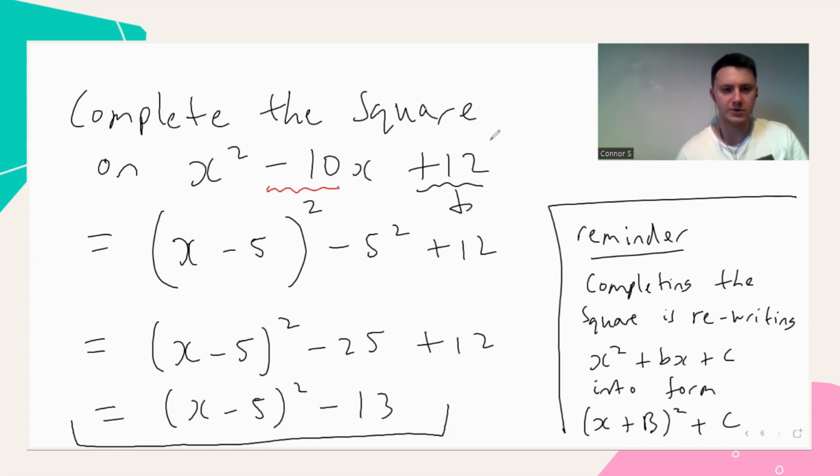Completing the square is very useful, especially if you do A-level maths. It is very useful in circle equations and also in integration in calculus, that kind of stuff. So it does come up quite a lot in maths, this completing the square method.